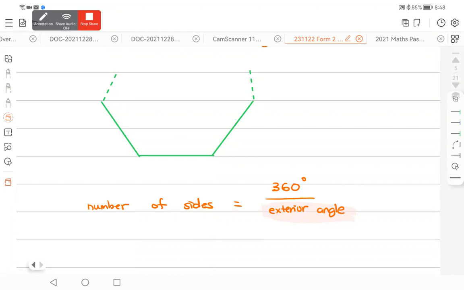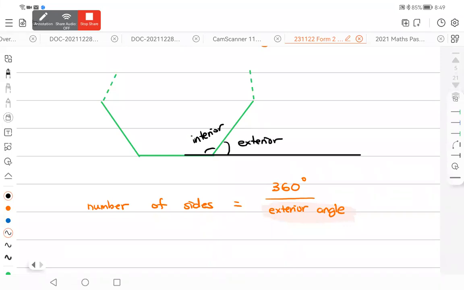The 360 degrees over the exterior angle is actually referred to as the supplementary angle of the interior angle. So how to find that? You have to extend the straight line, and the exterior angle is here. Because exterior plus interior will be 180. That is what is meant by supplementary angle. Total up is 180. So this is the exterior angle. All right, so very important.